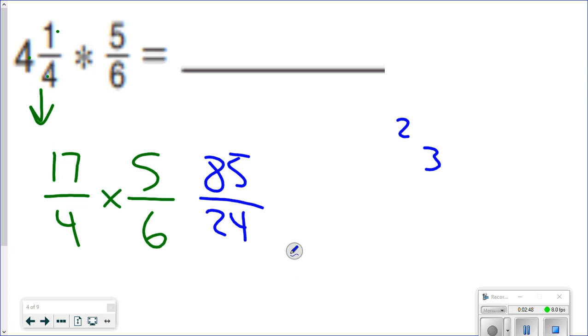3 times 24, wonder where that gets me. 12, 6. It's not 6. It is 7. Sorry, I heard someone at my door.